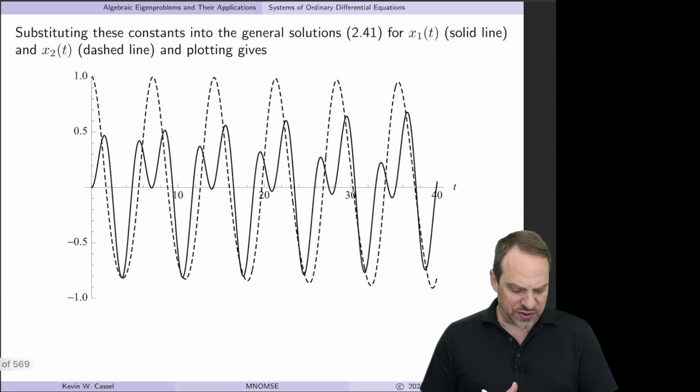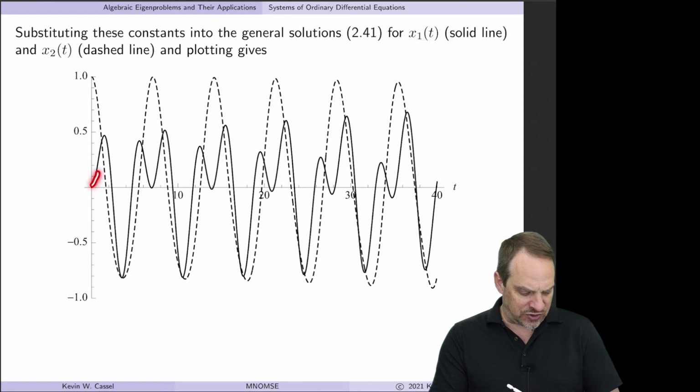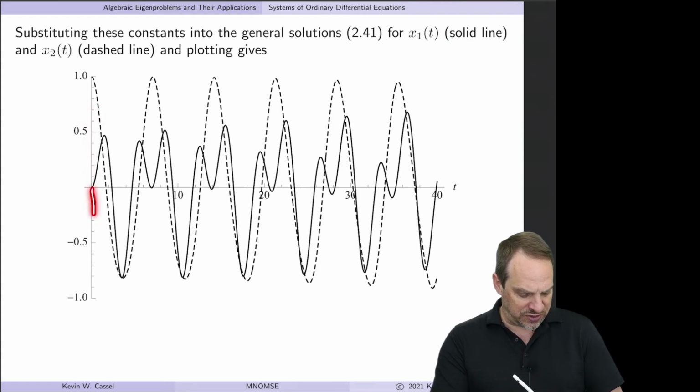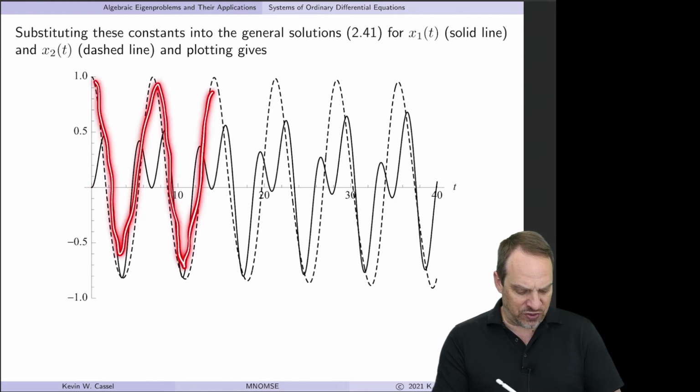If we were to plot this, x1, which is the solid line, so this is x1 right here, and x2, which is the dashed line right here, they evolve in time as follows. So x is up as positive, down as negative. So you can see x2 started at 1. According to our initial conditions, x1 started at 0. And then they oscillate back and forth with time.